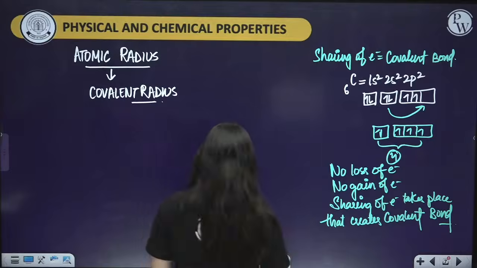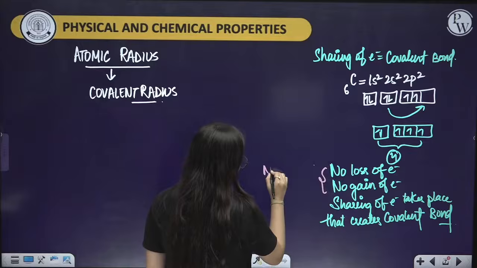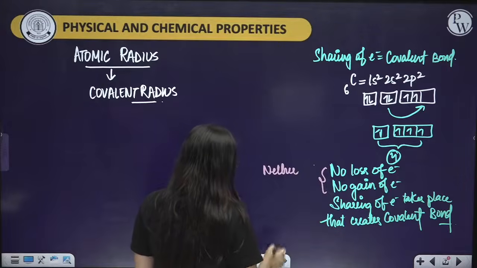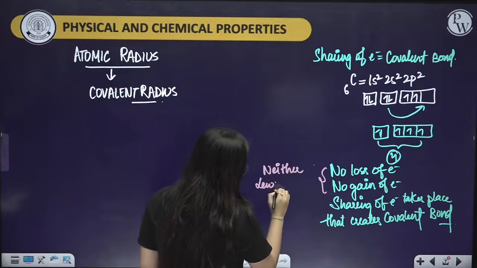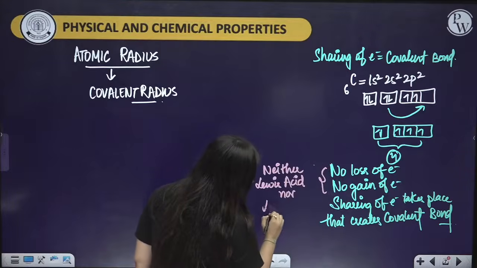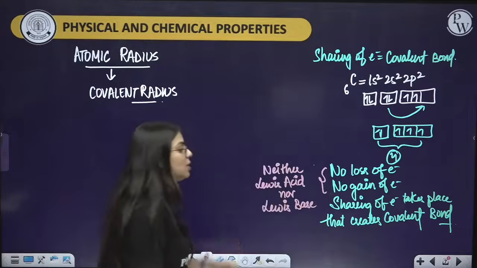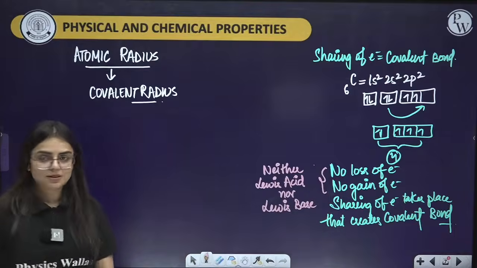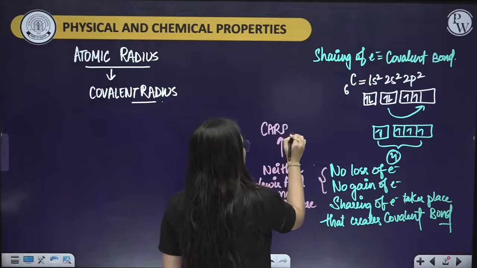Also students, if there is no loss of electron, no gain of electron, so it is neither Lewis acid nor Lewis base, because it is neither gaining electrons nor losing electrons. So it is neither Lewis acid nor Lewis base. Whom am I talking about? I am talking about carbon.